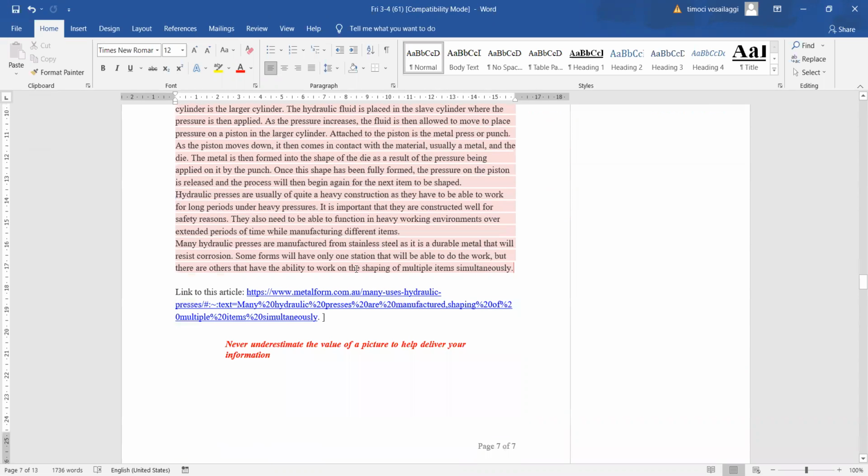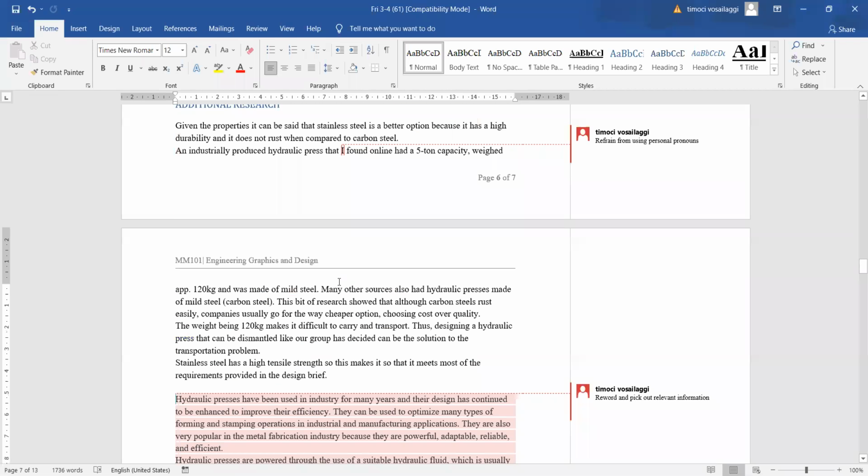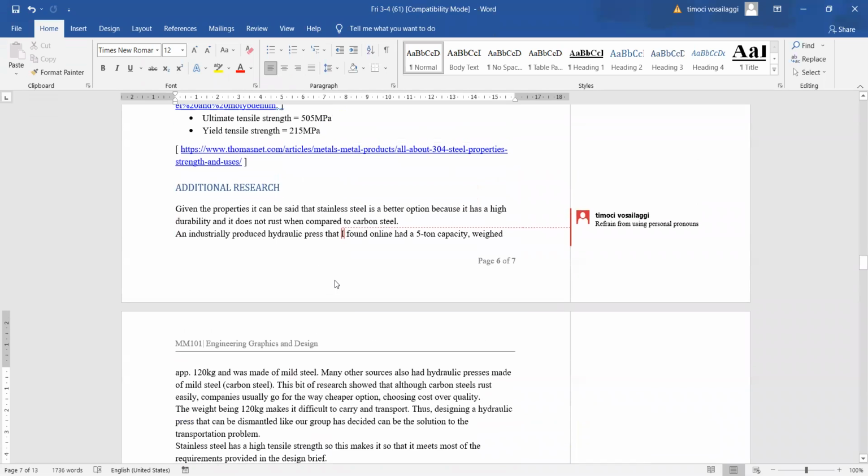And again, like I've said for a lot of the projects that I've reviewed so far, never underestimate the value of a picture to help deliver your information. Okay. Too many people get caught up on using big sentences and big paragraphs, big words, trying to sound technical, and you lose sight of the point that you're trying to get across.